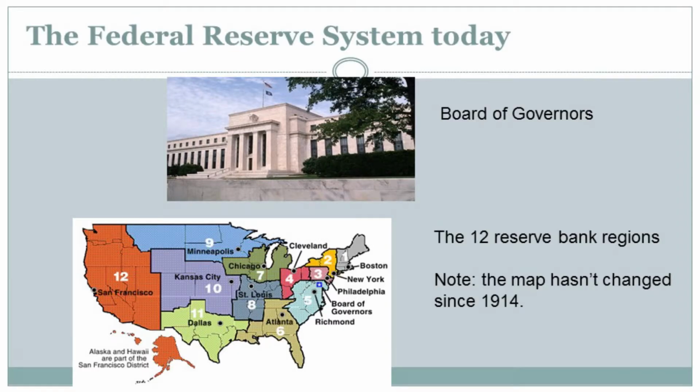So here's the Federal Reserve System today. You've all seen the Board of Governors building on the Mall. And here's the map of the 12 Reserve Bank regions. The map hasn't changed since 1914. That tells you something about the tyranny of the status quo.